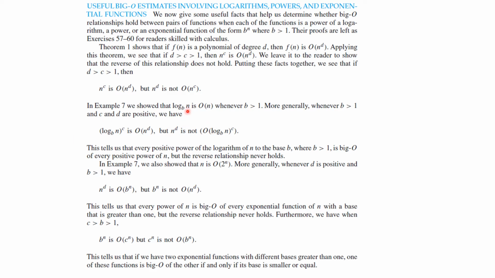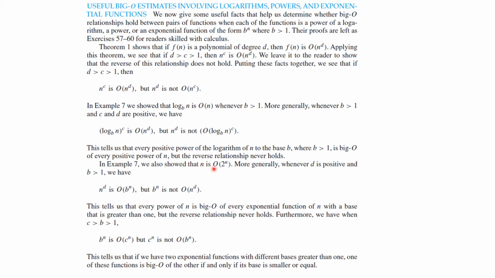In example 7, we showed that the logarithm base b of n was big O of n when b was greater than 1. And if we raise one side of that relationship to the c and the other side to the d, where d is a bigger number, you'll see that the logarithm base b of n to the c is big O of n to the d. But it doesn't go the other way. Again, think through these. This tells us that every positive power of a logarithm of n to the base b, where b is greater than 1, is big O of every positive power of n, but the reverse is not true.